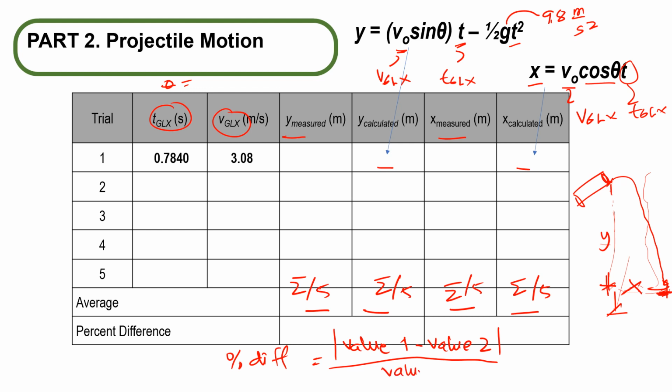Divided by the average, you need to get the average of value 1 and 2. So value 1 plus value 2, and then it should be divided by 2. So this is the average, multiplied by 100. So this is how to compute for the percentage difference.